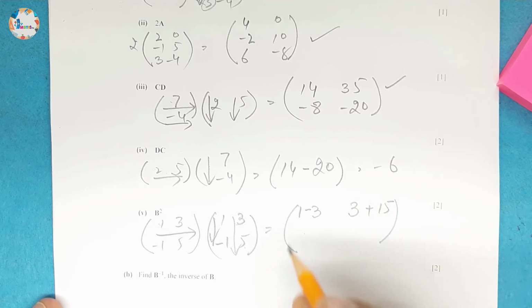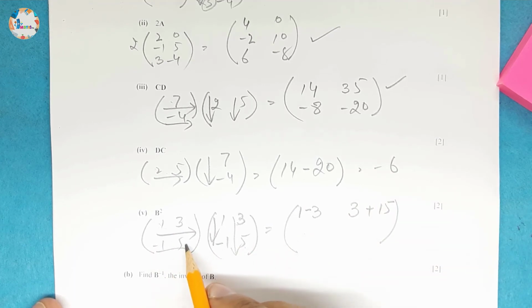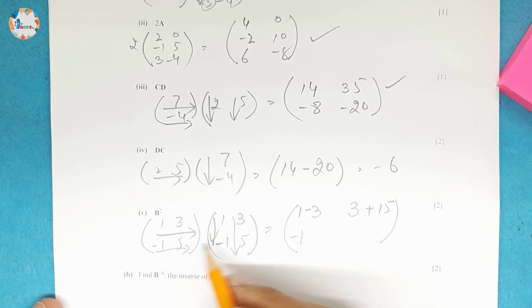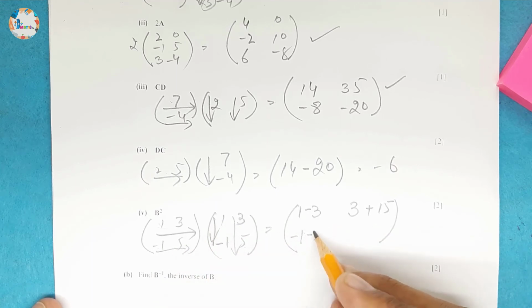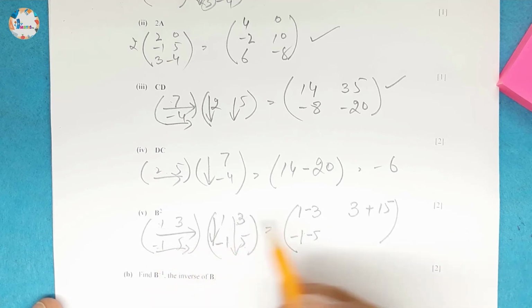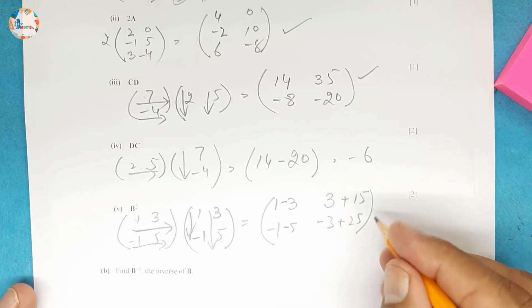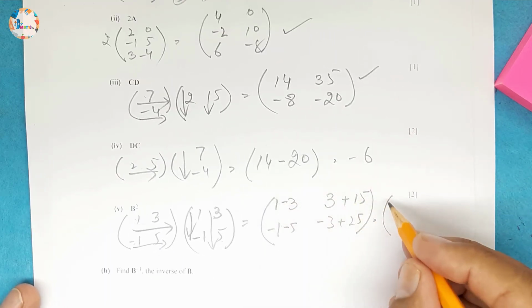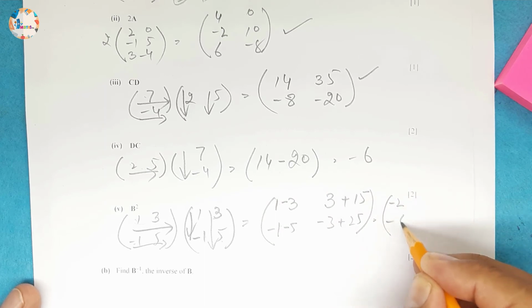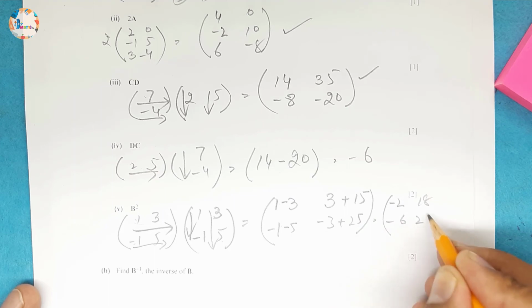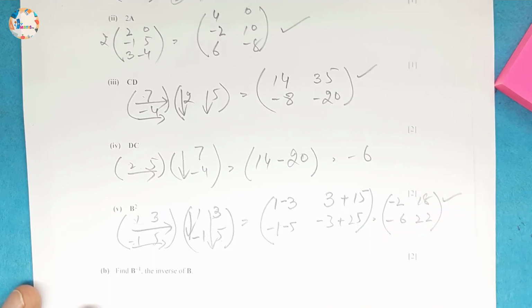Then second row, first column, minus 1 into 1 will be minus 1, and 5 into minus 5 will be minus 5, and this will be minus 3 and 25. Now we can write the final answer, which will be minus 2, minus 6, 18, and 22. This one is the final answer.